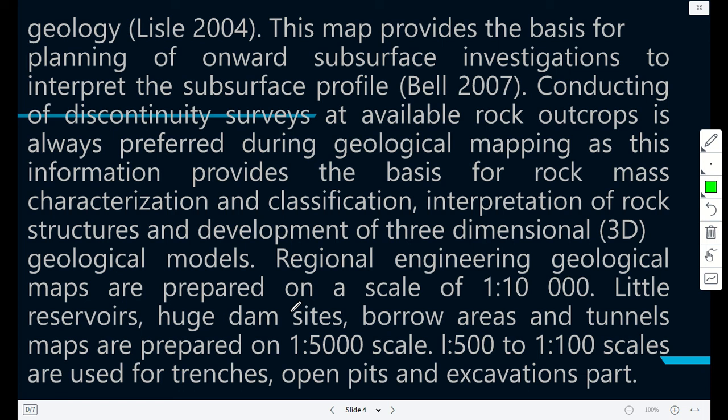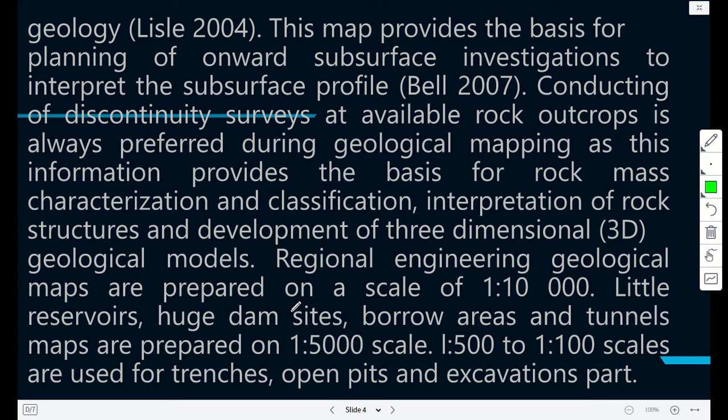So if you find, for example, there are faults or there are lines of weakness, your first job as a geotechnical engineer is to think of how you can seal the projects.